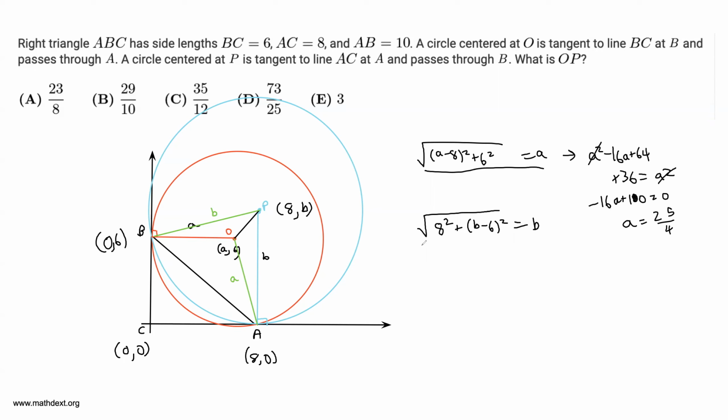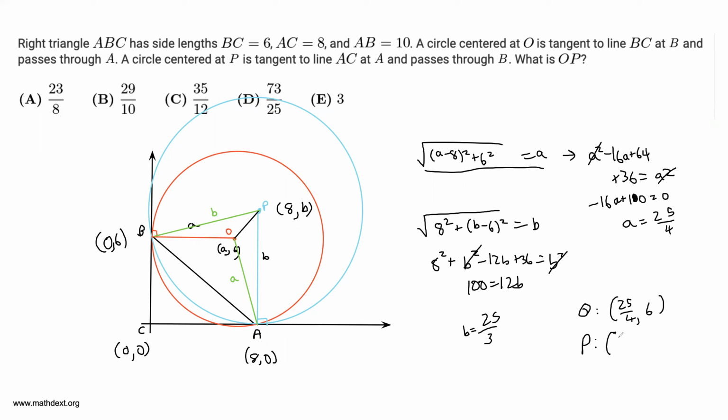And similarly, we can square both sides of this to get 8 squared plus b minus 6 squared, which is b squared minus 12b plus 36 is equal to b squared. This cancels out with that. You're left with 100 is equal to 12b, and b is equal to 25 over 3. So point O is at 25 over 4, comma 6, and P is at 8, comma 25 over 3.